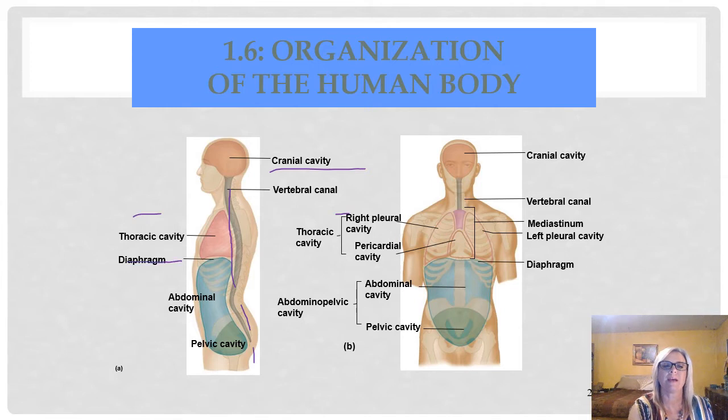Then we have the thoracic cavity, the abdominal cavity, and then we have those two together. We call it abdominopelvic cavity. When we have the abdominal cavity and the pelvic cavity together, we have the abdominopelvic cavity. And then here you can see the diaphragm. The diaphragm here separating the thoracic and abdominal cavity.